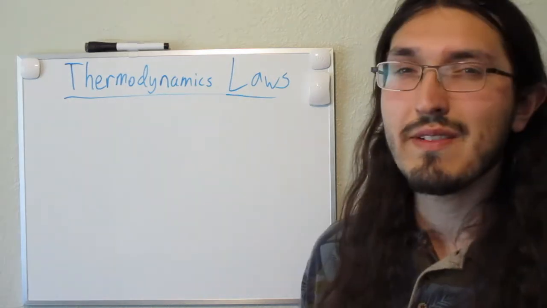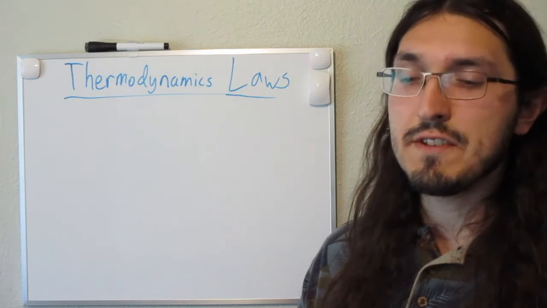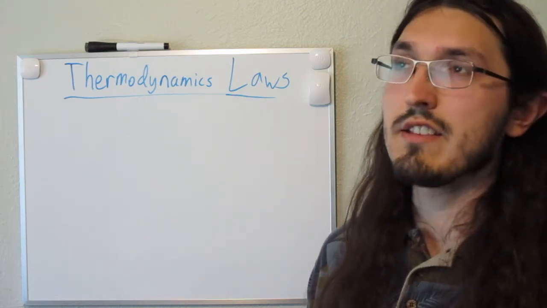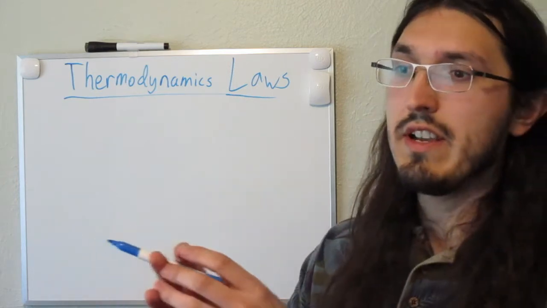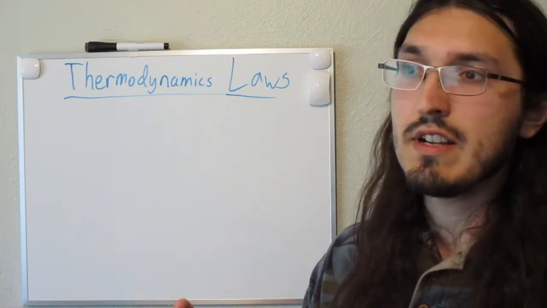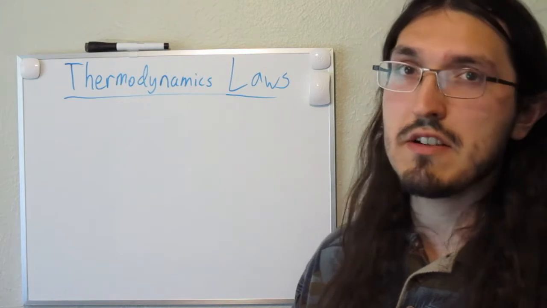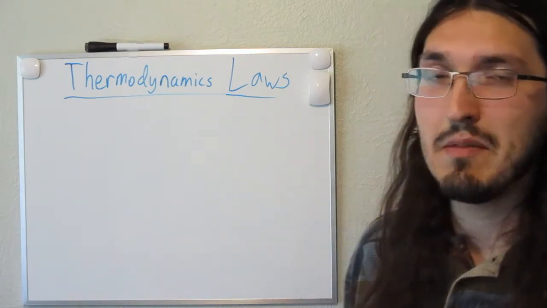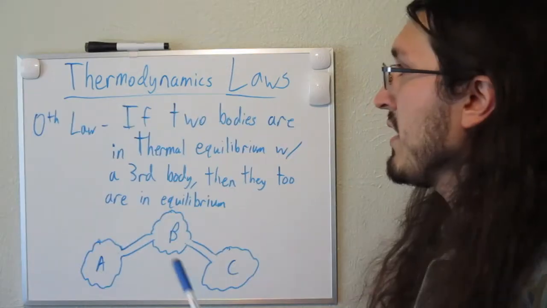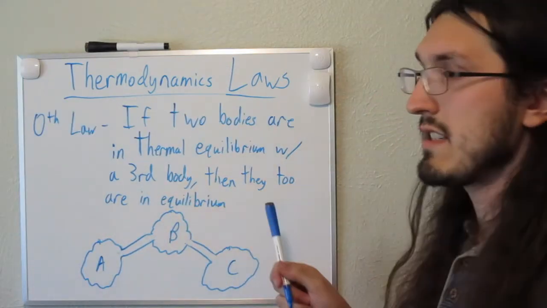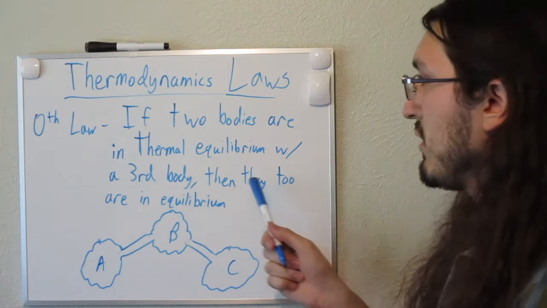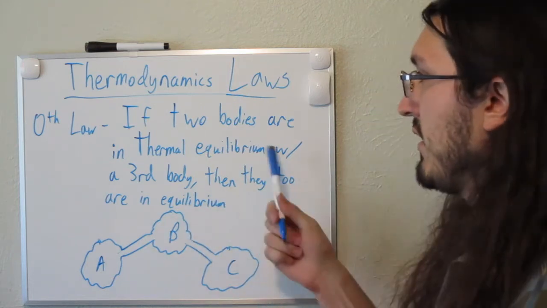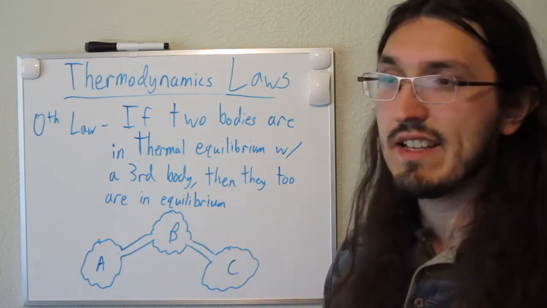The zeroth law of thermodynamics states that if two bodies or objects are in thermal equilibrium with a third one, in other words, if they are the same temperature, then those two bodies are also in equilibrium. It's easier to understand this if I provide a picture to help make sense of it, so I'm going to do that now. Okay, here I've written out the law, as I just stated. If two bodies are in thermal equilibrium with a third body, then they too are also in equilibrium. And once again, thermal equilibrium just means that they are the same temperature.